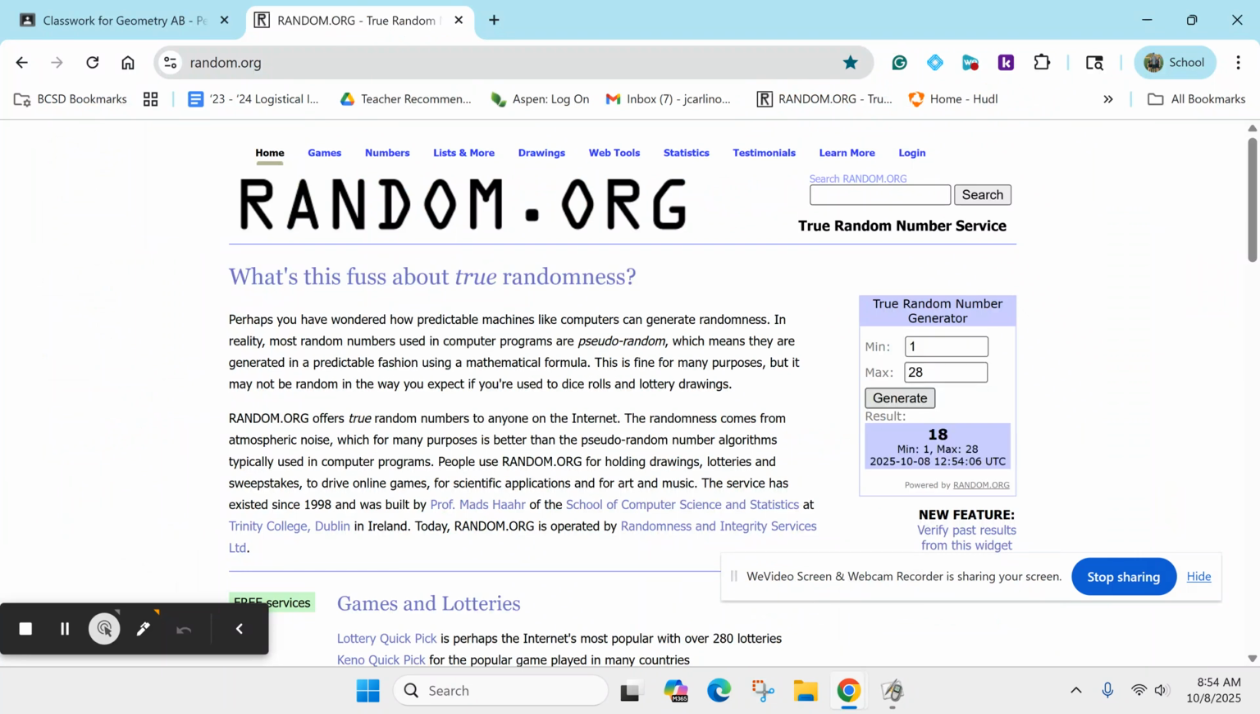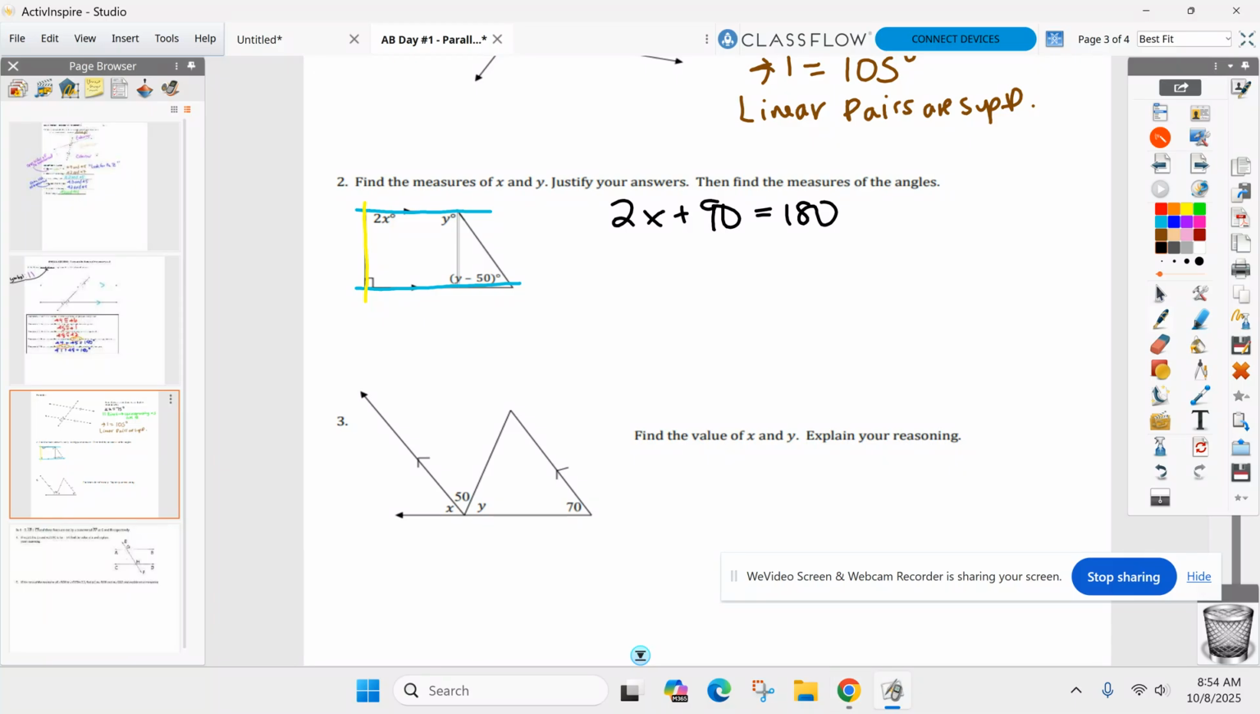What do you have for x when you get there? John Carlo? When you're ready. 45. X is 45. Hey, unfortunately, it did say justify. Everyone ready for the justify? We're going to start it the same way I did when Eli gave me corresponding. I have parallel lines, don't I? That's how I always start it off.